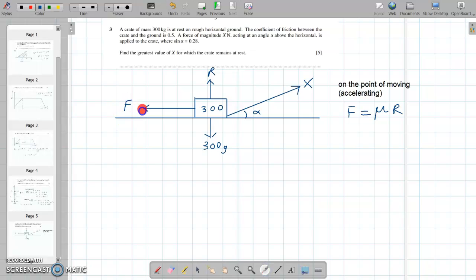So F is going to very much come into our calculation, so we need to calculate F. F is mu r. Well, mu is 0.5, we need to calculate r. So we need to calculate r first, okay? So we're going to do that by resolving upwards. Right, resolving up. Now, it's not accelerating up, it's in equilibrium. So if we apply F equals ma, ma is going to be 0, the acceleration is 0. So instead of working out the total resultant force up and equaling it to ma, equaling it to 0, we can just say total force up equals the total forces down. So that's what we're going to do.